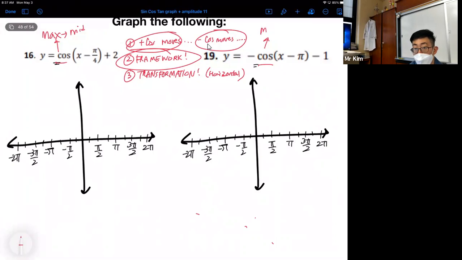Let's say the other word. What does negative cosine start at? Minimum. And then it goes to middle, right? Okay, I heard you say max, so that's why. Anyways, after that, everything else just keeps on alternating back and forth. So these are the patterns, and look at how they start at both locations.